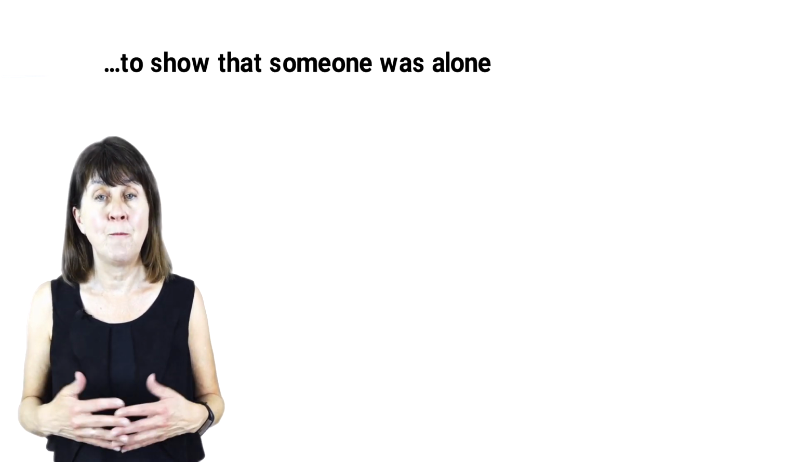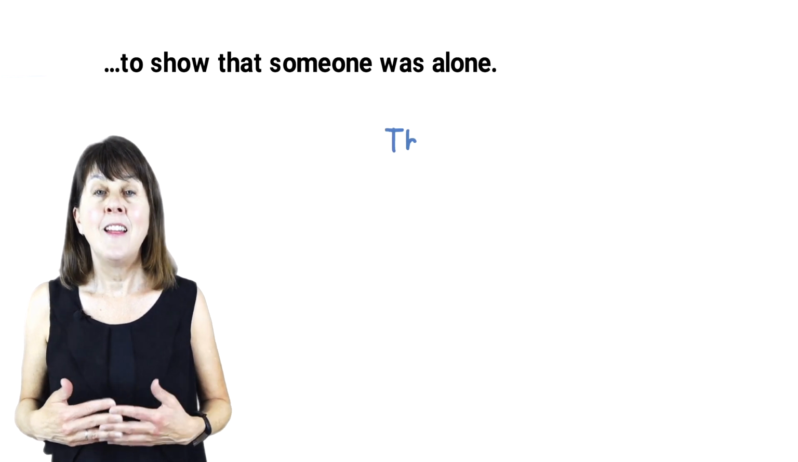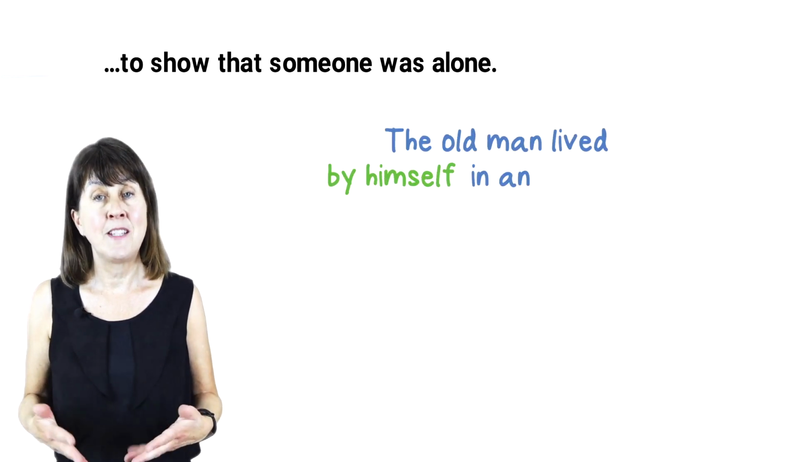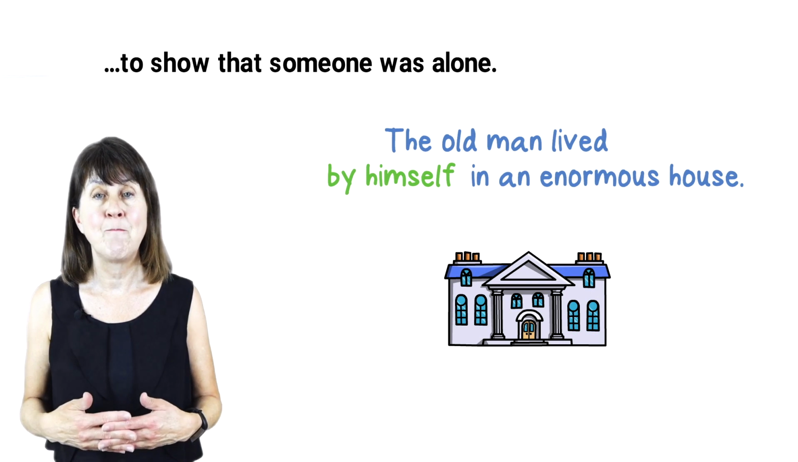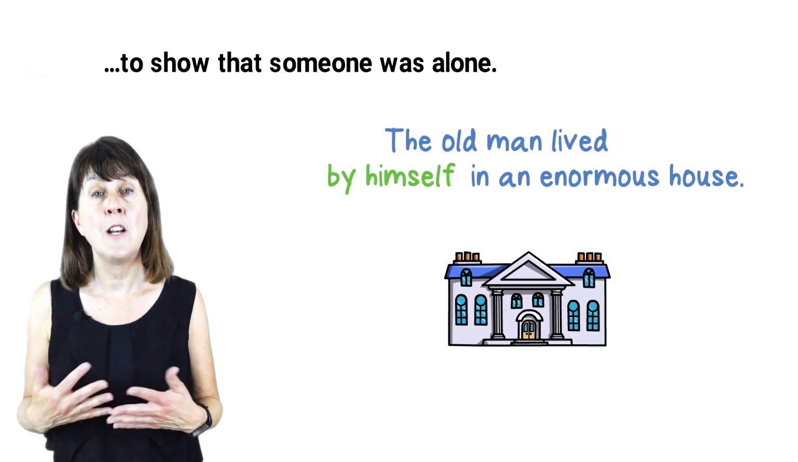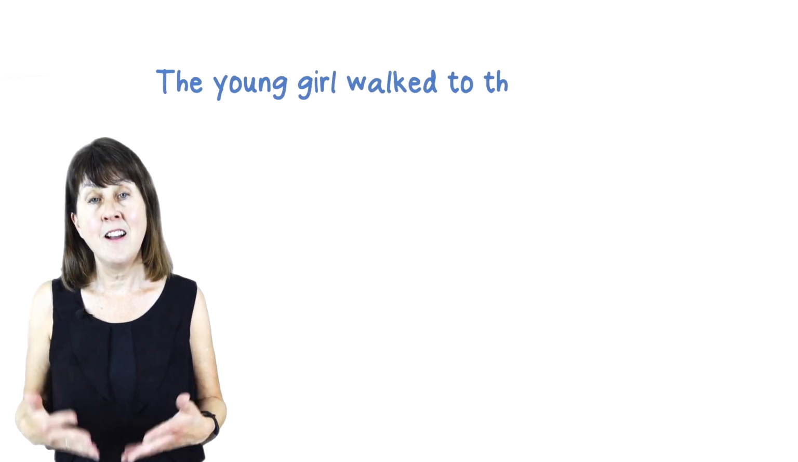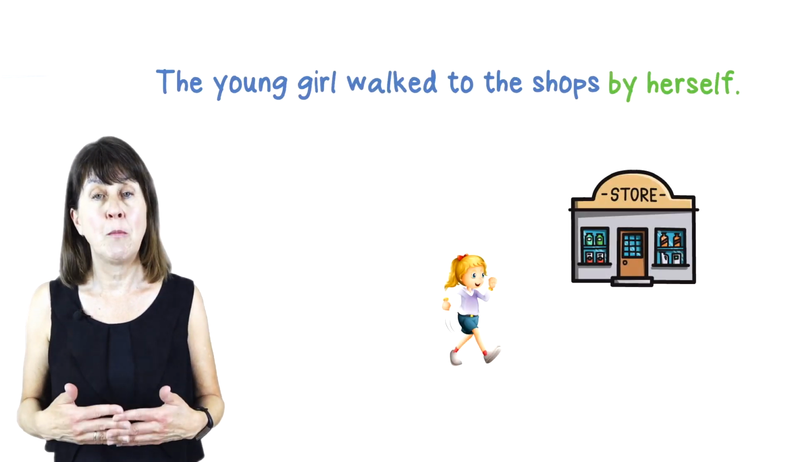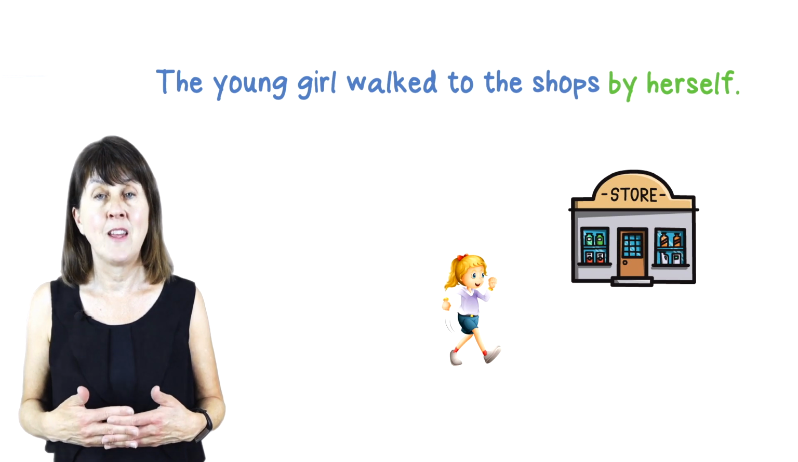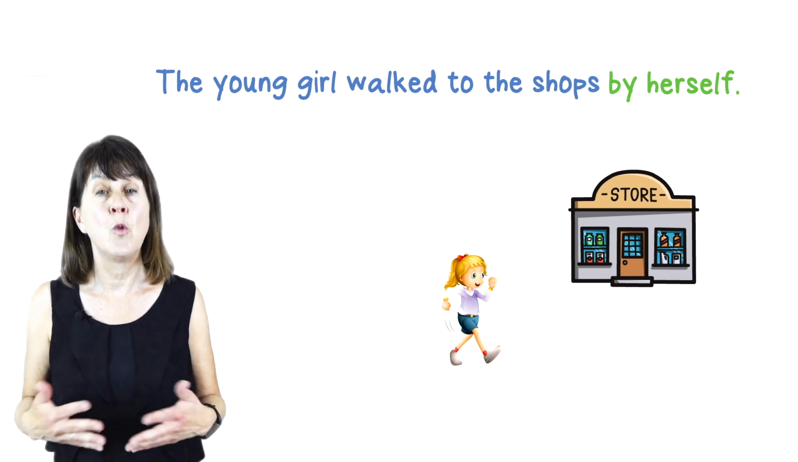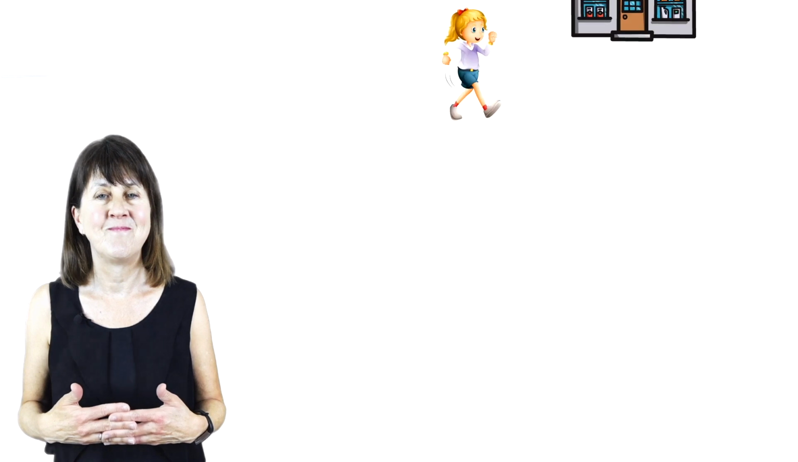Or, we use them to show that someone was alone. For example, the old man lived by himself in an enormous house. Here the old man was alone in an enormous house. Or, the young girl walked to the shops by herself. She was alone when she walked to the shops.